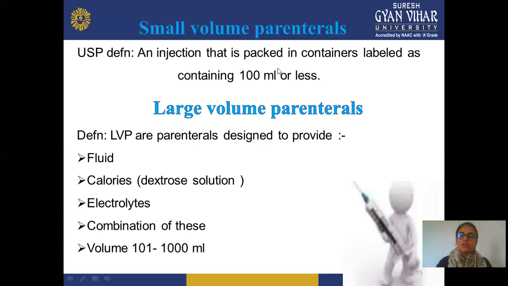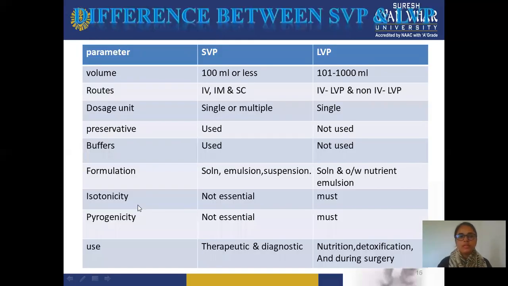And small volume is mainly for medicament purpose or containing drug. And this is mainly fluid, calorie, electrolyte type formulation. And this is the difference between small volume and large volume parenteral. In this, first is volume: a small volume is 100 ml or less than 100 ml. In large volume, 101 to 1000 ml.